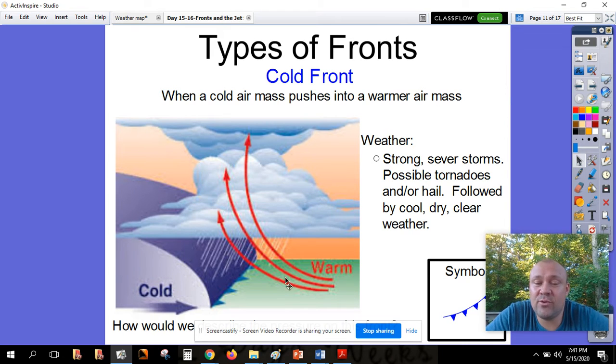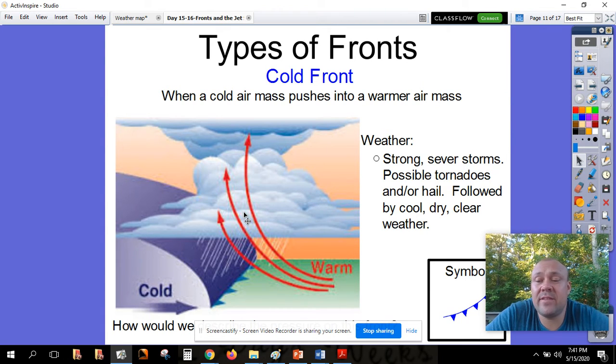And as they move through and the warm air gets pushed up, the water vapor goes up where it is cooler up in the atmosphere. So that water vapor then condenses. And since it's being thrown up so high, it forms these real tall clouds. And we know those to be cumulonimbus clouds.